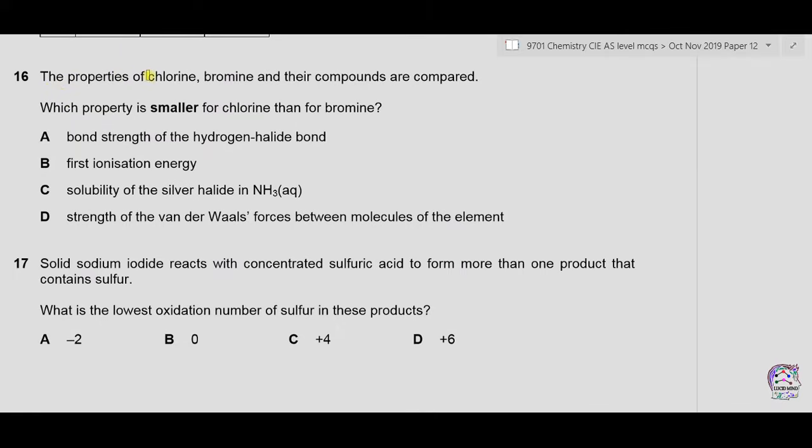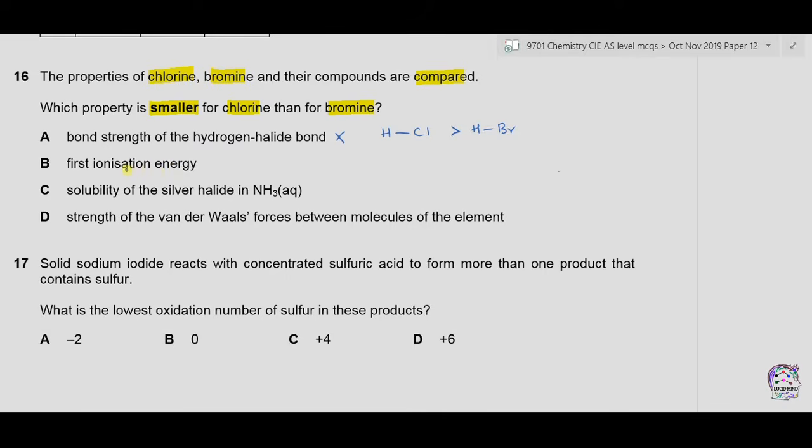Question 16. The properties of chlorine, bromine and their compounds are compared. Which property is smaller for chlorine than for bromine? A is the bond strength of hydrogen halide bond. As we know that chlorine is more electronegative than bromine, so therefore the bond in HCl is stronger as compared to the bond in HBr. So this is incorrect.